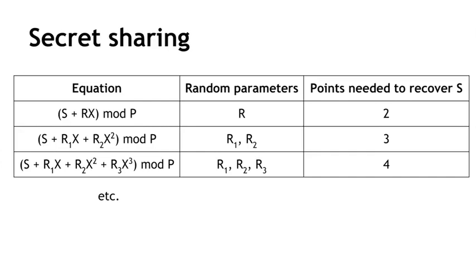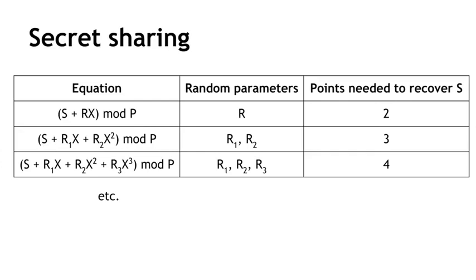If we use the equation S plus Rx mod P with the random parameter R, that's the slope that we saw in the previous slide, then you need 2 points to recover S because you need 2 points to interpolate a line. If, on the other hand, you use a quadratic, that is S plus some random value R1 times X plus some other random value R2 times X squared, then there are 2 random parameters R1 and R2, and with any 3 points you can uniquely interpolate a quadratic and get back S.